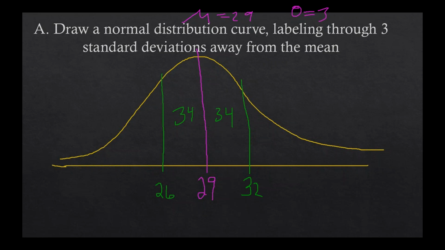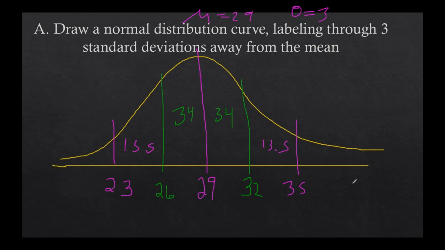Okay, then we go out to the next ones. So what are the two values there? 23, good, and 35. Well done. So that's 95%. From 23 to 35 is 95%.